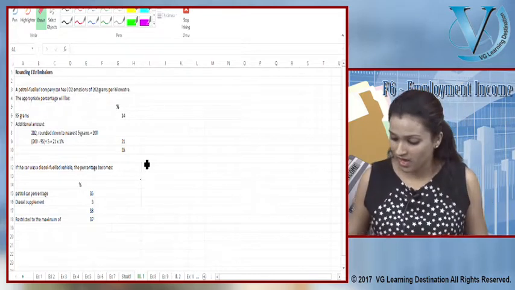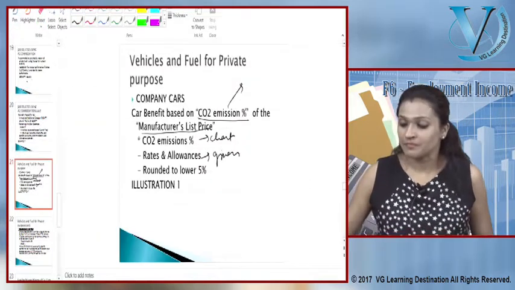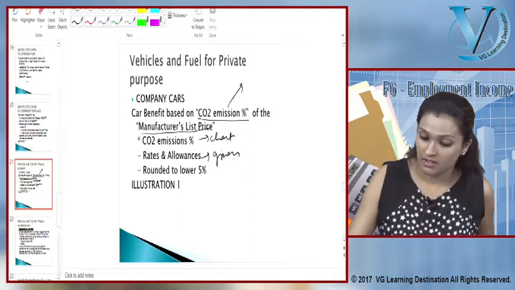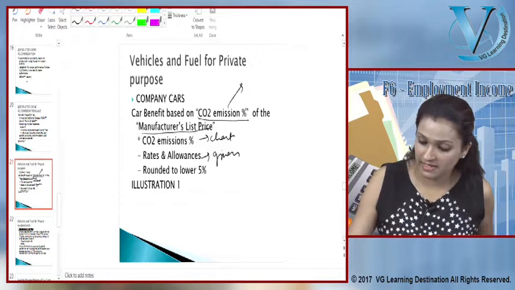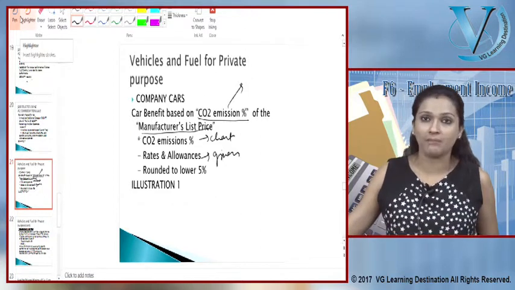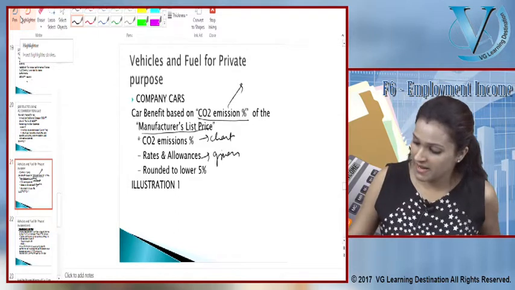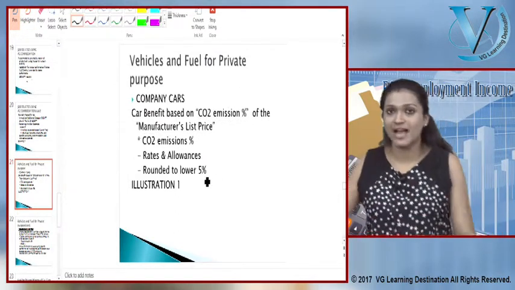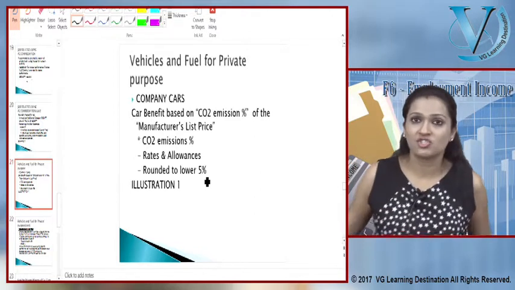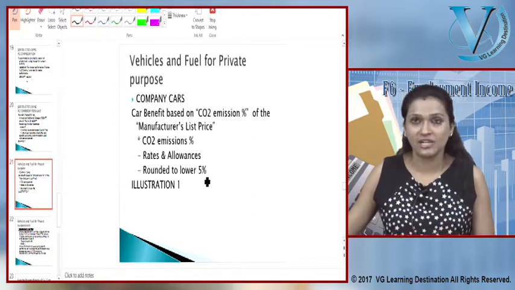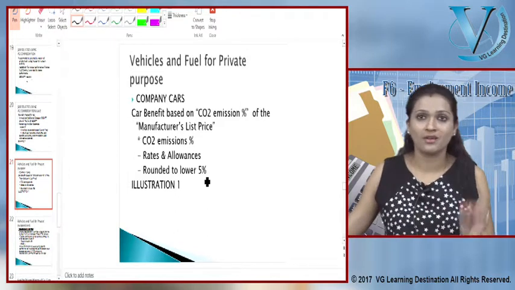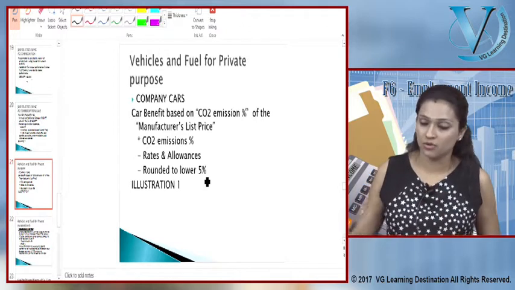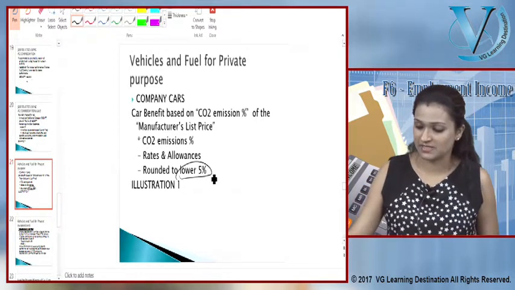So basically, what are you doing? Let's get back to the rules. Let me quickly repeat it again. What happens basically is that for company cars, the car benefit is going to be determined based upon the CO2 emissions of the car and the manufacturer's list price. The chart is given in the rates and allowances sheet. Depending upon petrol car or diesel car, you need to calculate the percentage. You always round it down to the lower percentage, 5%, right?